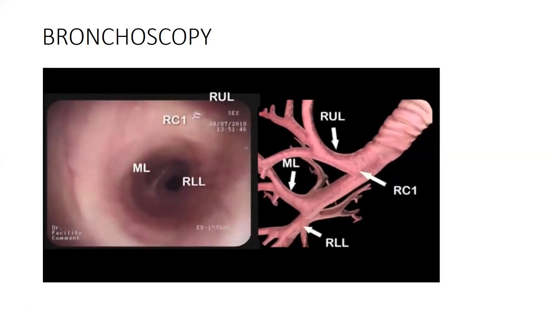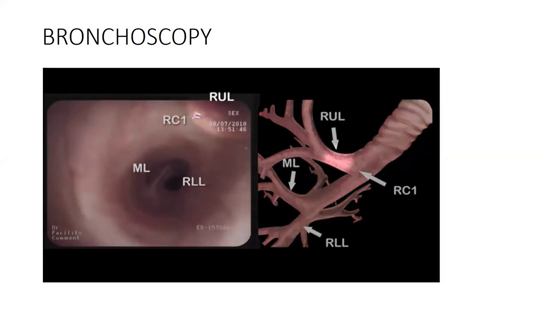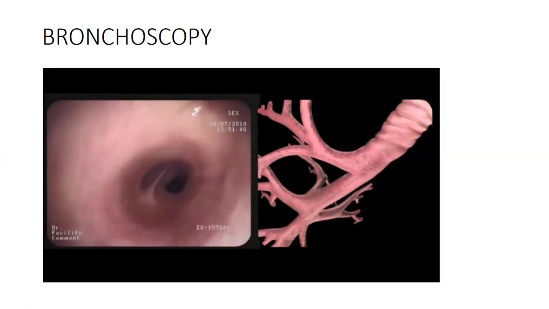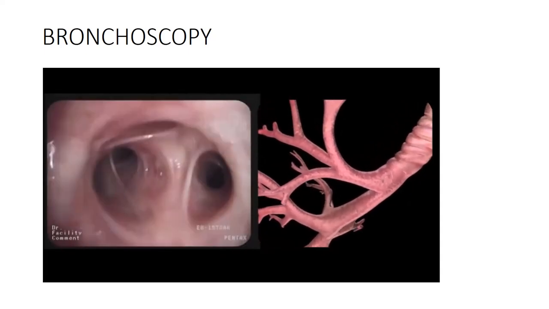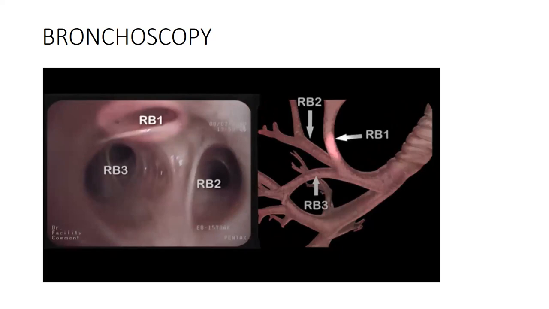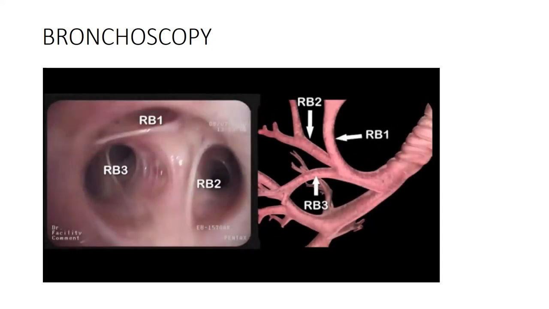At the end of the right main bronchus, we recognize several important anatomical landmarks. We identify the orifice of the right upper lobe, the right carina 1, the orifice of the middle lobe, and the orifice of the right lower lobe. We then enter the right upper lobe, which divides into the apical segmental bronchus, or RB1, the posterior segmental bronchus, or RB2, and the anterior segmental bronchus, or RB3.